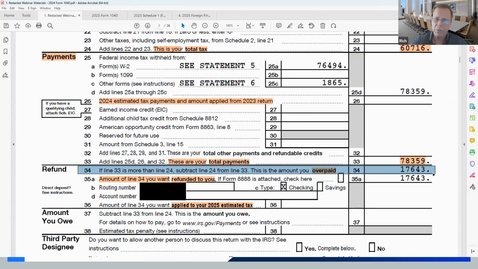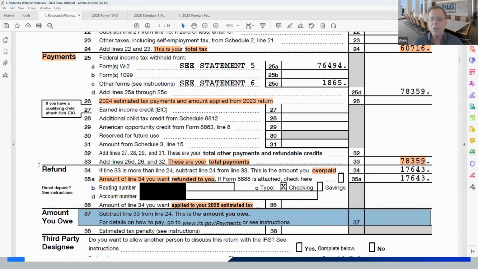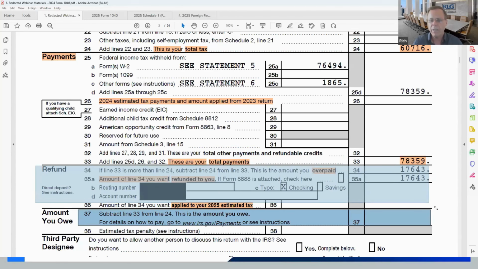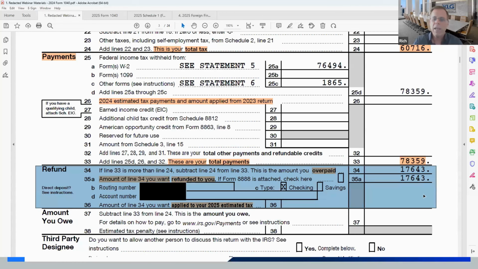Now, if it was reversed and their tax liability was 78,000 and they withheld 60,000, you would see on line 37 the amount that they owe. But let's look at line 34. Now you look at line 34, $17,643, and that's what they elected to have refunded to them, right? It says line 35A, refunded to you. So they had 100% of it refunded to them.